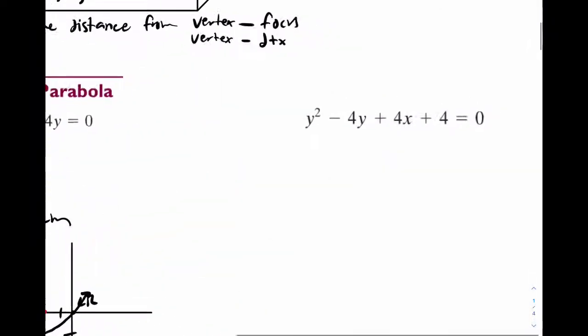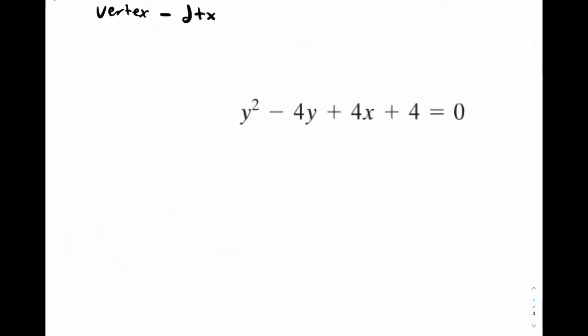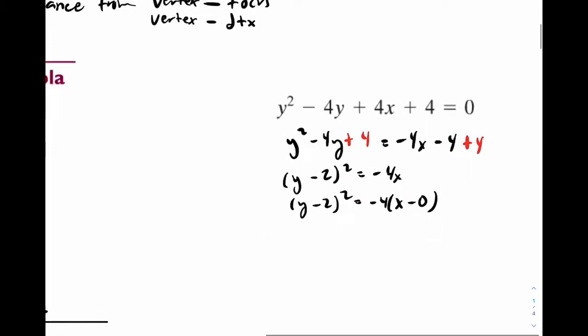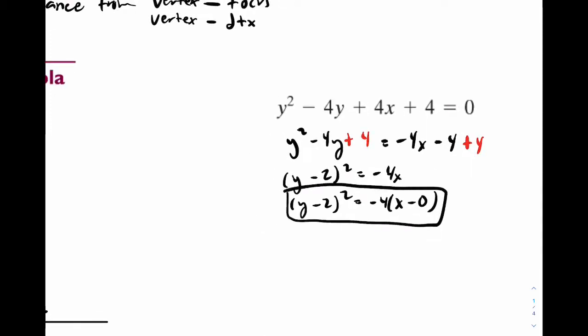Let's try one more here. Notice how the y squared is right here, so I'm going to keep that stuff on the left. So y squared minus 4y, that's -4x minus 4. Complete the square, so add 4 to each side there. So that's y minus 2 squared, equal to -4x. If you want, you can factor it out so it looks like this, but that's not really necessary. Some people do like to do this. That's more of a personal preference.